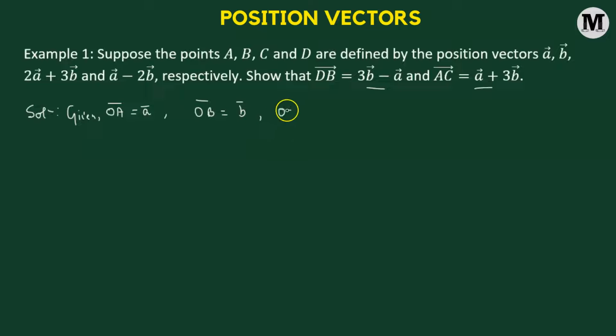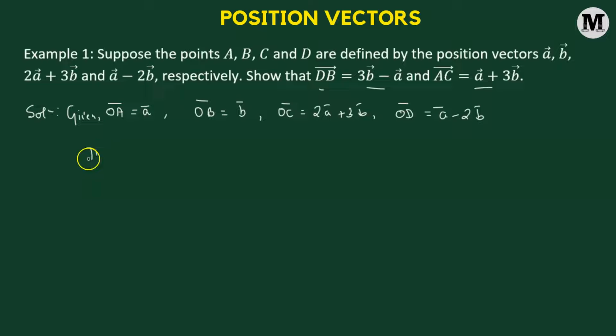Then we have OC vector. This is going to be the position vector of the point C. It's given here that this is 2A vector plus 3B vector. And then we have the position vector of the point D. So that will be OD vector given by A vector minus 2B vector. Our goal will be to show that DB vector is given by 3B vector minus A vector.